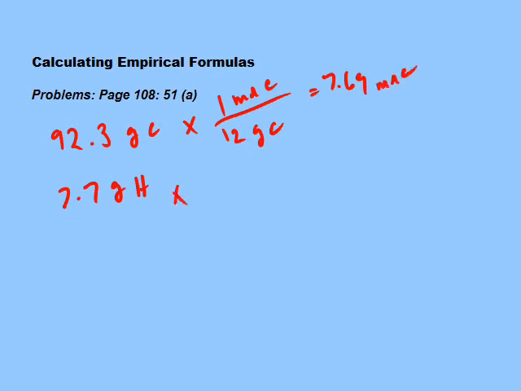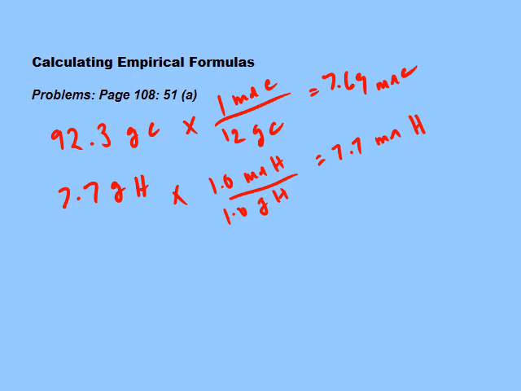Starting with hydrogen, again I can get moles of hydrogen. So grams of hydrogen to moles of hydrogen. I'm rounding these off so it doesn't make a big difference. 1.0 mole hydrogen is 1 gram of hydrogen. So this gives 7.7 mole hydrogen.